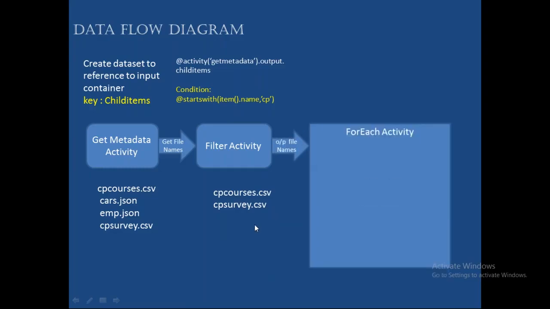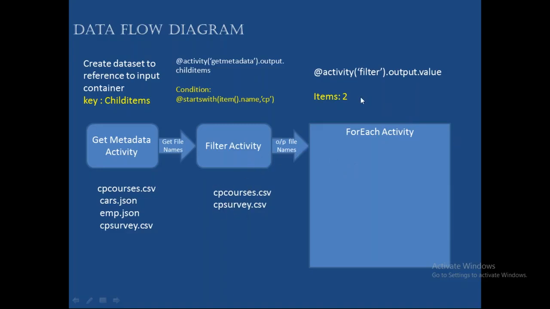For that, you need to use something called a for each activity. To this for each activity, you need to pass these 2 items. How will you pass it? At the rate activity of filter activity dot output dot value. These are the values, which means these 2 files will come here. I will show you in detail when we implement the pipeline.